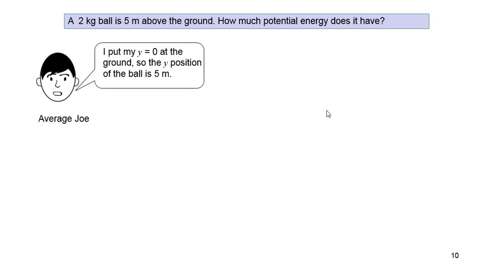Okay, so probably most of you solve this the way that an average Joe would, which is to say, you might say something like, I put my y equals 0 at the ground. Remember, because you get to choose where to put your y equals 0. And if you put your y equals 0 at the ground, the y position of the ball is 5 meters.